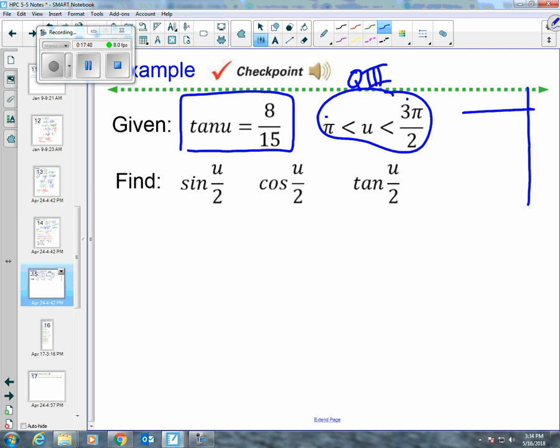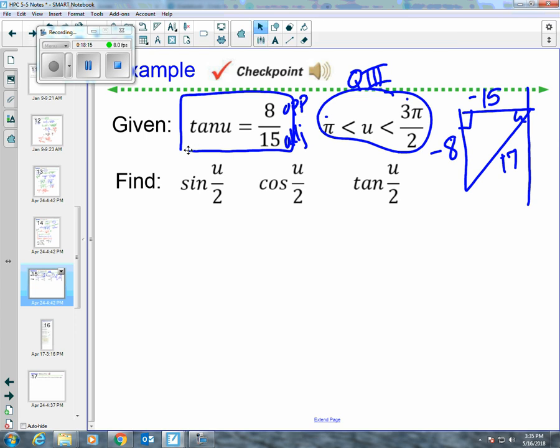Okay, what do you know about things in quadrant 3? Let's go ahead and draw this triangle. What do you know about x's and y's in quadrant 3? Well, they're both negative. So in SOHCAHTOA, tangent is opposite over adjacent. So I know that this is going to be 8 and that's going to be 15. Picture, not to scale. But what do you know about both the 8 and the 15? If we're in quadrant 3, those both have to be negative because x and y are both negative in quadrant 3. Okay, now you can find your third side. So 15 squared plus 8 squared. So 225 plus 64, that's 289. So 17.